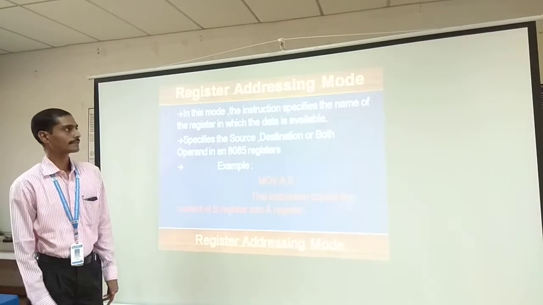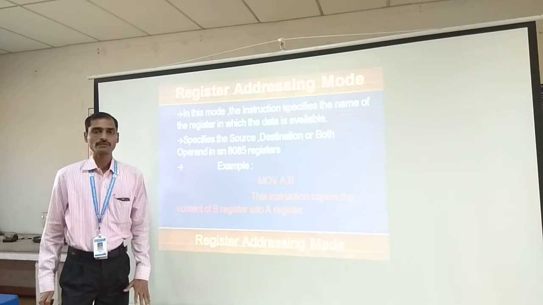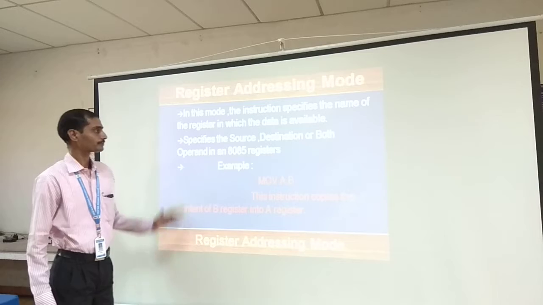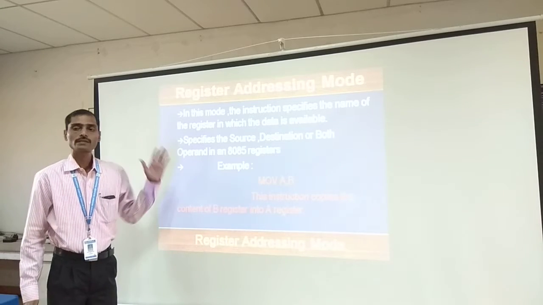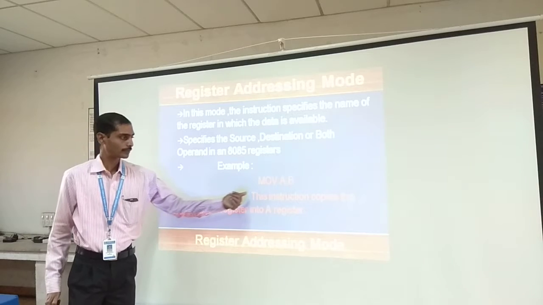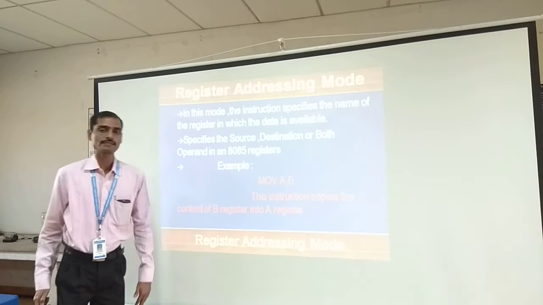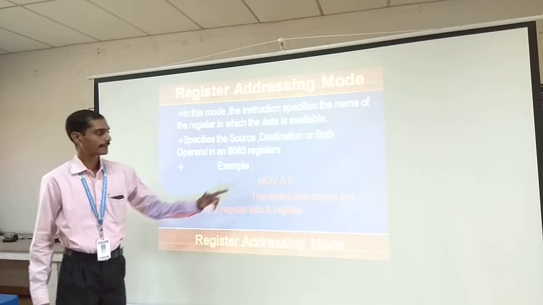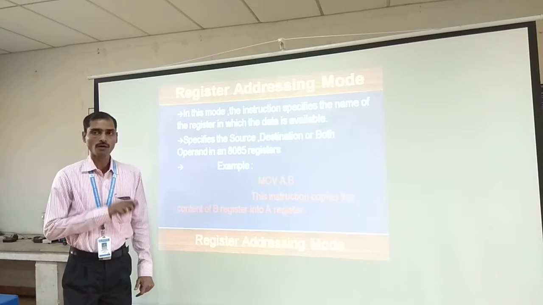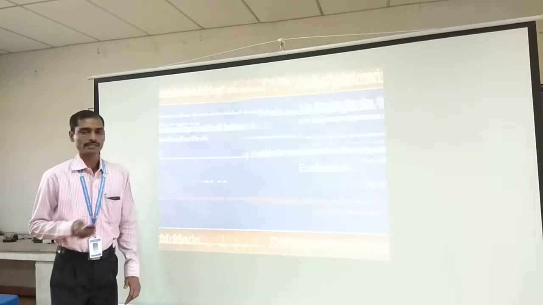Next addressing mode is register addressing mode. This type of instruction specifies the name of the register containing the data. In this type, the source, destination, or both might be registers. Example, MOV A, B. Here B is the source register and A is the destination register. The 8-bit data available in the B register will be copied to the A register. This is just a copying operation.